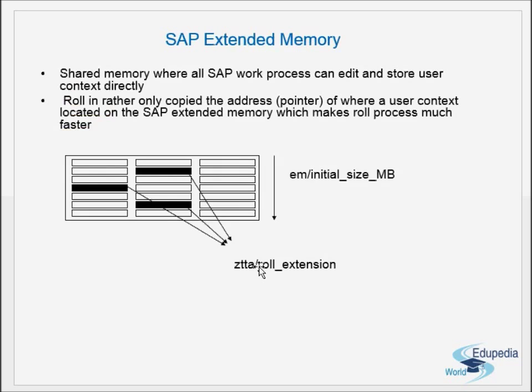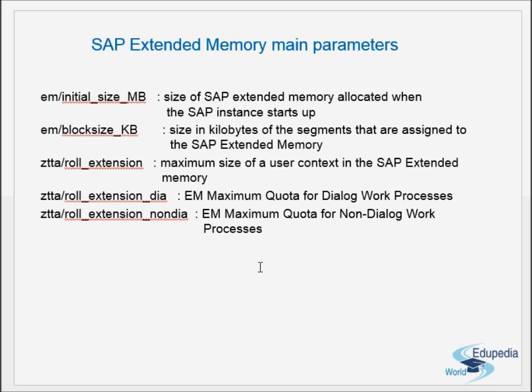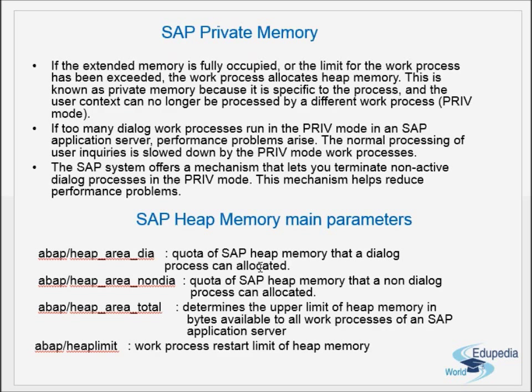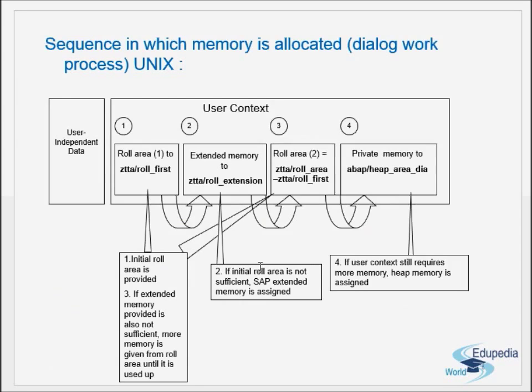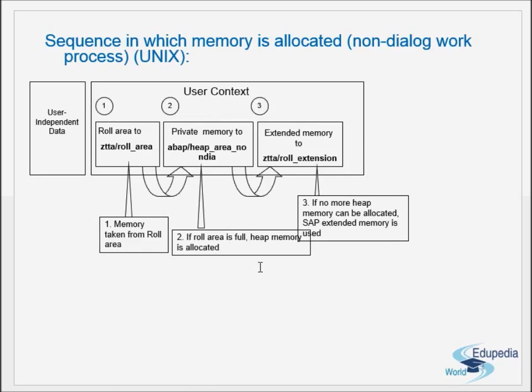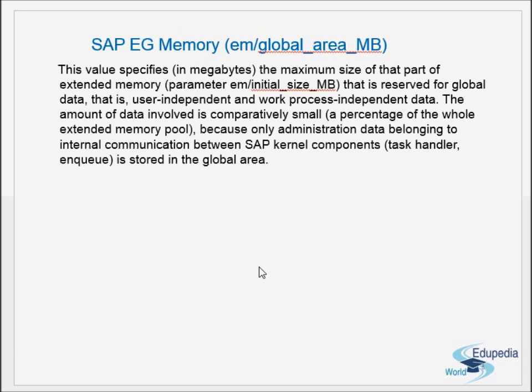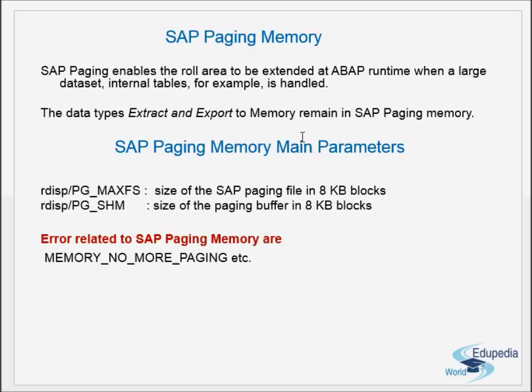Then the SAP Extended Memory and the parameters related to extended memory. Then the private heap memory and the parameters, and the sequence in which the memory is allocated to a dialog and non-dialog work process. Then the memory in the extended memory used to store the global data, which is the parameter em/global_area_MB. The next one is the paging memory and the parameters.